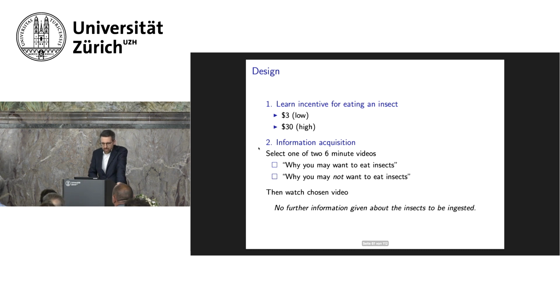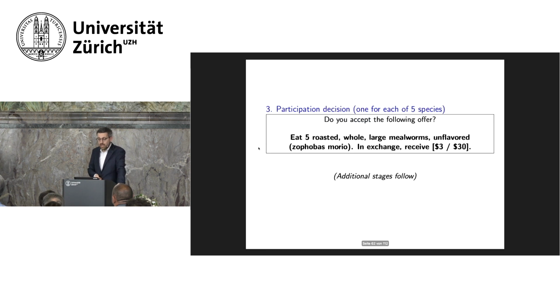Well, after people have seen the video, I don't give them any further information about the insects, except for this description. I ask them, well, now do you want to eat 5 roasted whole large mealworms unflavored in exchange for the incentive I've promised you? And then people say yes or no, and depending on what they say, they eat the insects and receive the money.